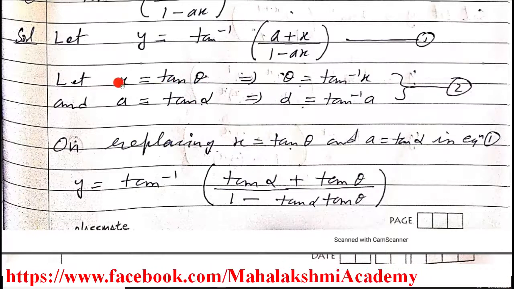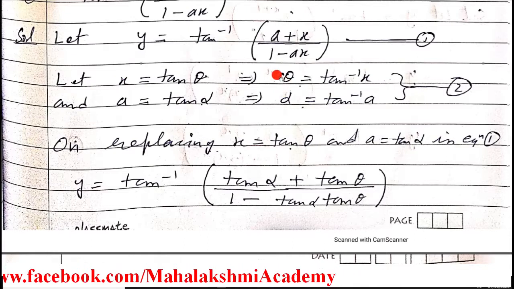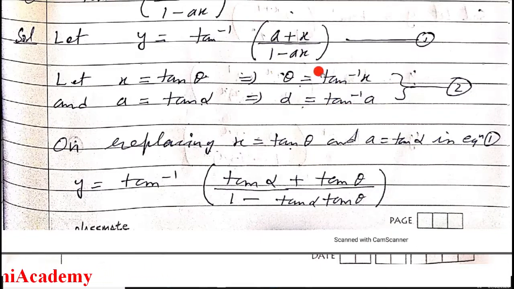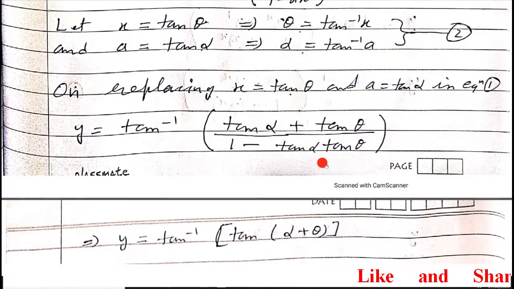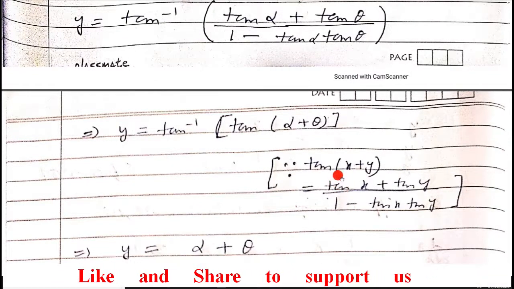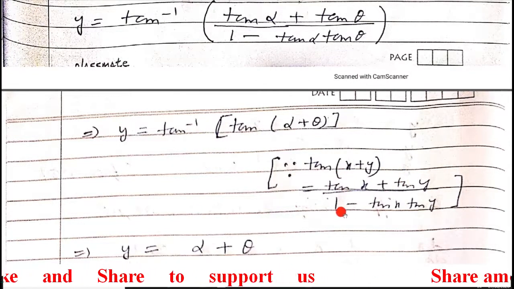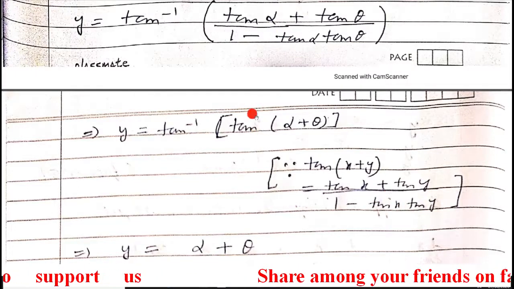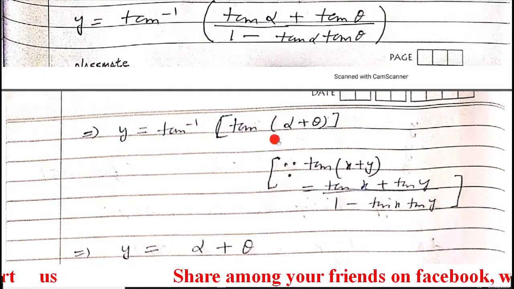From here this tan will come here, so we will get theta is equal to tan inverse x, and from here we will get alpha is equal to tan inverse a. Now we will do the replacement. Whatever we assumed, that is x is tan theta and a is tan alpha, we will do the replacement here. After doing the replacement, we observe that it came in the form of tan(alpha plus theta), because we know this formula, that is tan(x plus y) is (tan x plus tan y) upon (1 minus tan x tan y).